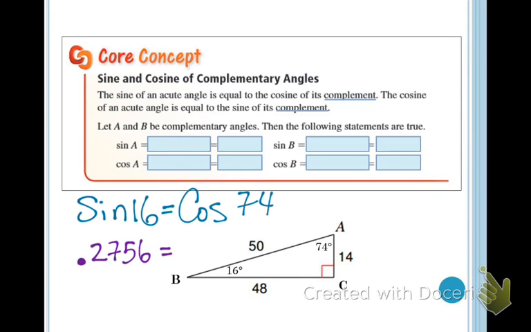2756. Now you're going to type in cosine of 74. .2756. So in this section, you'll be rewriting sine in terms of cosine. All you do is write cosine, you subtract from 90, and that would be the answer. You can also do it if I had cosine of 16. To rewrite that in terms of sine, you would have sine of 74.